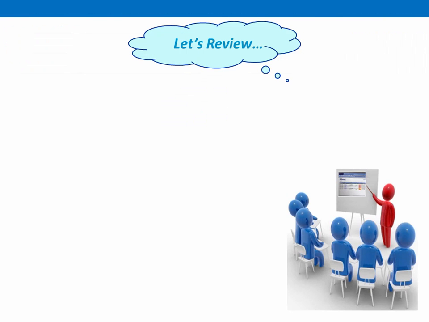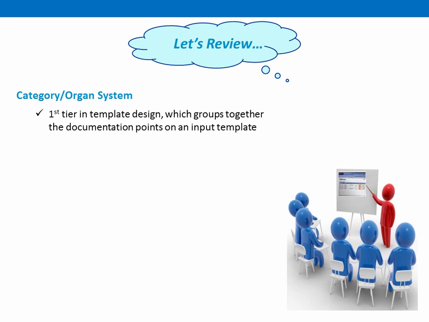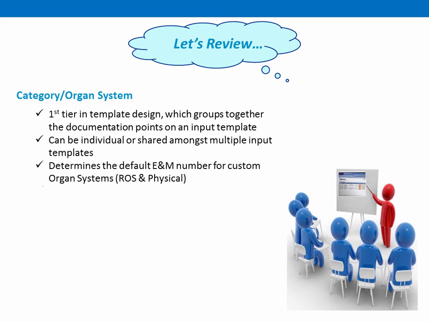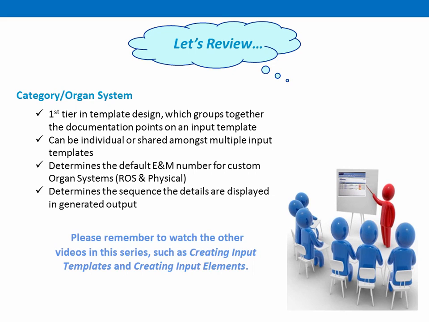So in review, the category or organ system serves as the first tier in template design, which groups together the different documentation points on an input template. These categories can be individual or shared amongst multiple input templates. With regards to review of systems and physical, this will help determine the default E&M number if you create custom organ systems, and ultimately it will also determine the sequence that your details are displayed in your generated output. Please remember to watch the Creating Input Template videos for each classification for more details.